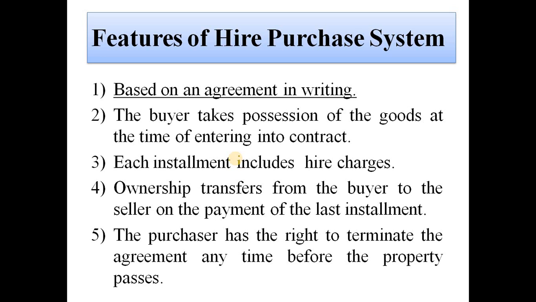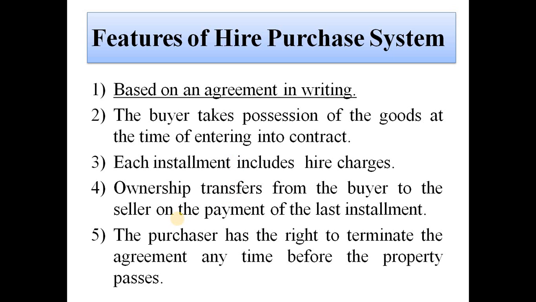The third point talks about each installment including hire charges. That means the installment is equal to the portion of the cash price plus interest, and that interest is nothing but the hire charges. Definitely the hire seller is going to charge some extra amount. Why? Because he is not going to get the entire price of the goods in one shot. He is going to get it in installments, so that's why he is going to charge some extra amount, and that is nothing but the interest, also called hire charges.